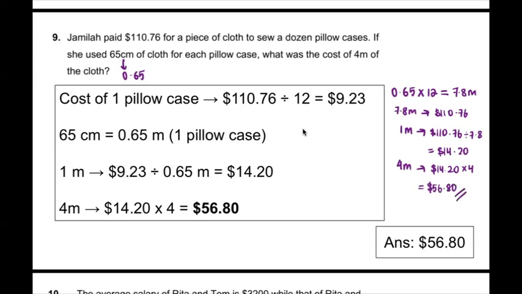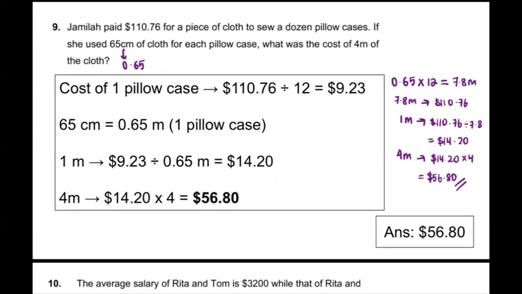Okay, so there's 2 ways to solve it, depending on which way you're more comfortable with. You can either solve from the meter angle, which is to find the cost first, or you find it from the length first. It doesn't matter. It will lead you to the same answer.